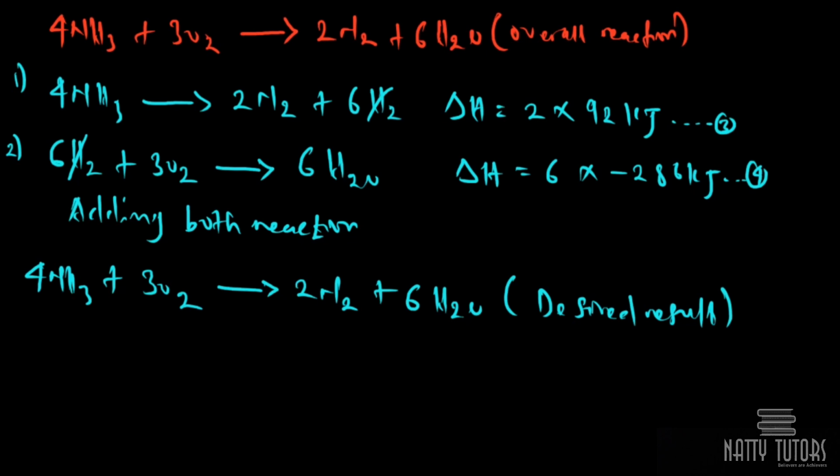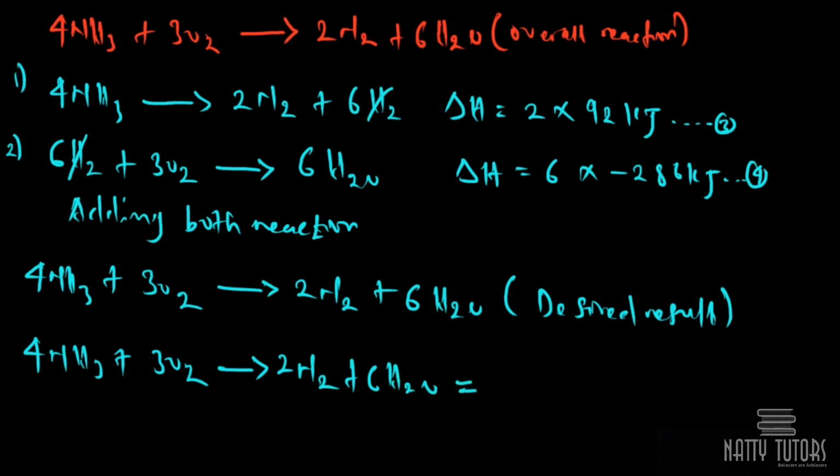So we can just easily do it since we've gotten it. We can just write it again: 4 ammonia plus 3 O2, and don't forget we added both reactions to get it. So we are going to add 2 times 92 plus 6 times minus 286 to get our overall reaction, and that should be very easy to get.